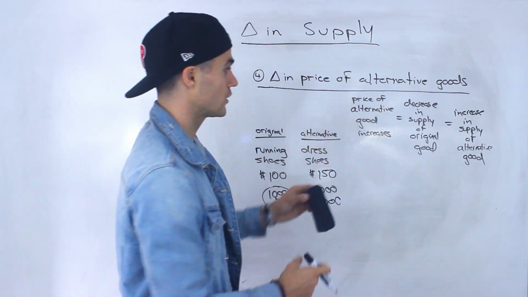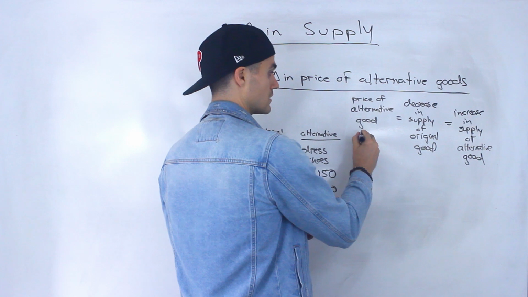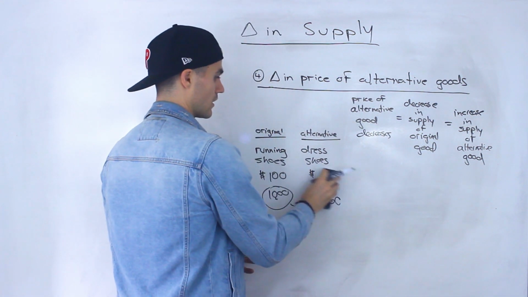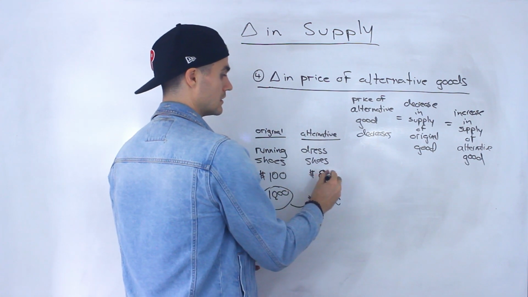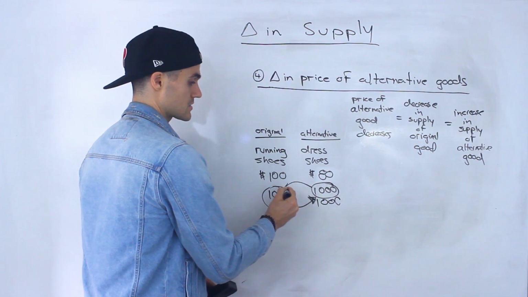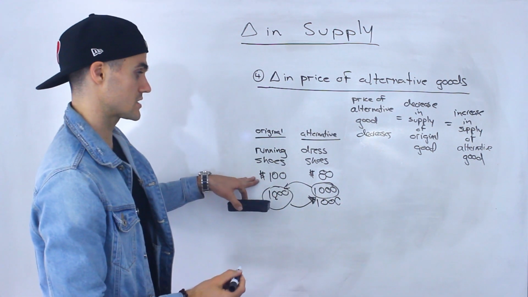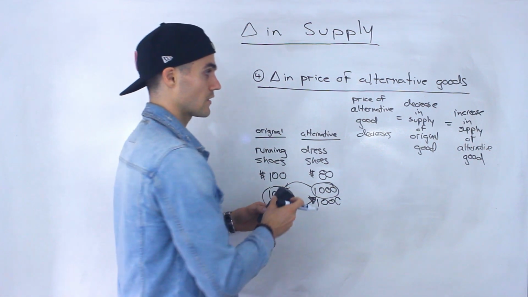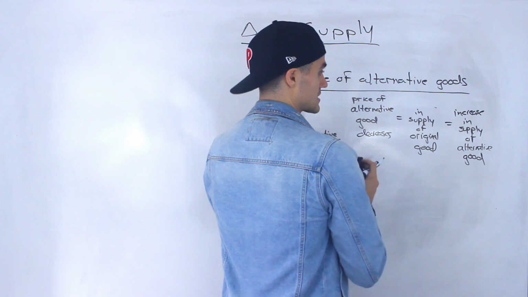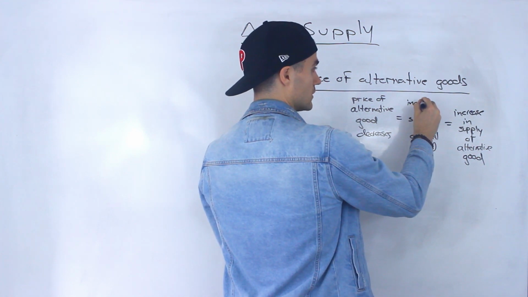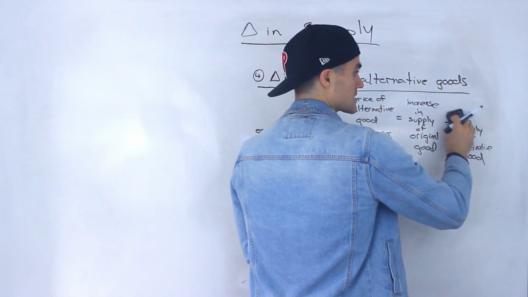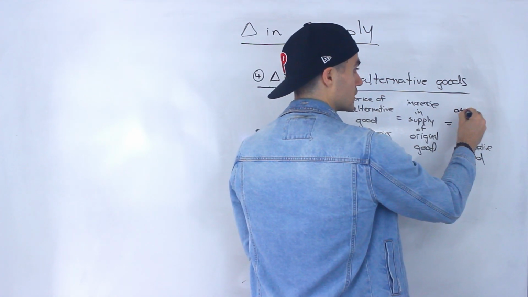And then if the price of the alternative good decreases, so let's say instead of 100, it went down to 80, now you're going to do the opposite. You're going to take these resources and put them towards running shoes to sell them at that higher price of 100. So there's going to be an increase in supply of the original good, the running shoes, if the dress shoes go down in price, and there's going to be a decrease in supply of the dress shoes, or the alternative good.